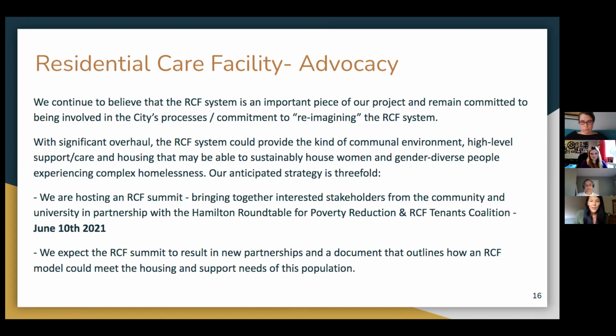So we're hosting an RCF summit. This is going to be bringing together interested stakeholders from the community and from the university. And we've done this in partnership with the Hamilton Roundtable for Poverty Reduction and the RCF Tenants Coalition. So we're doing that on June 10th. And really, it's going to be an opportunity to talk about the potential promises that this system could have for people who haven't been successfully housed in other interventions right now. And we're really hoping that the summit will result in both new partnerships and a document that will outline how the RCF model could be both better folded into the existing housing and supports services in Hamilton and meet the needs of this population of women and gender diverse folks.